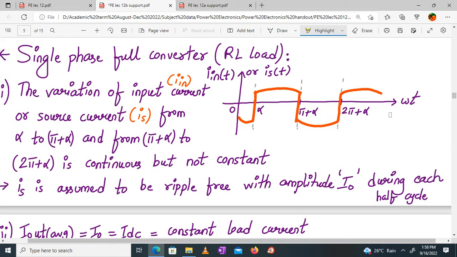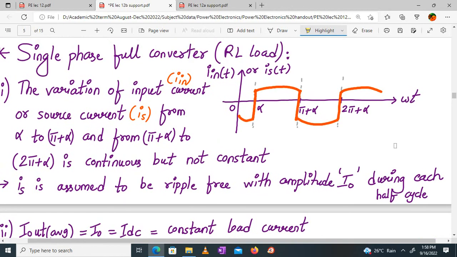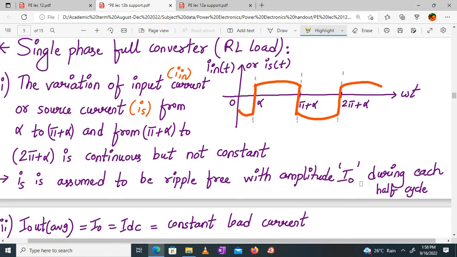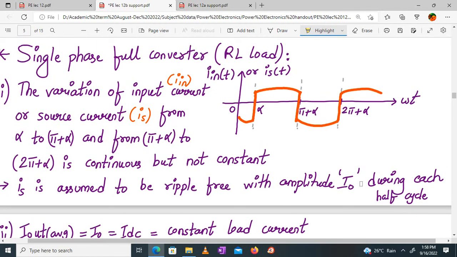This is continuous but not constant, and we are assuming that its average value is I naught. I naught means our I out average only. Listen, in a full wave converter, output current is equal to input current when T1 T2 are on. When T3 T4 are on, it goes negative, but its peak stays the same. The peak of I out and the peak of I in will be the same. Only thing is I out will always be positive, so its average will be positive.